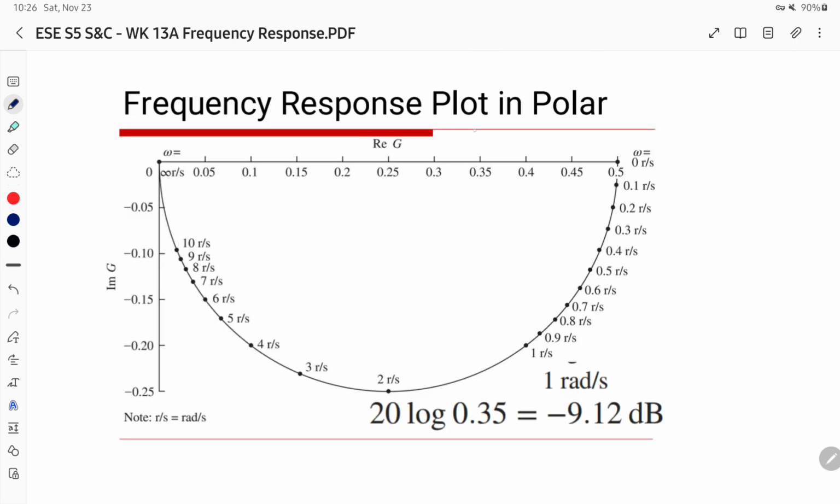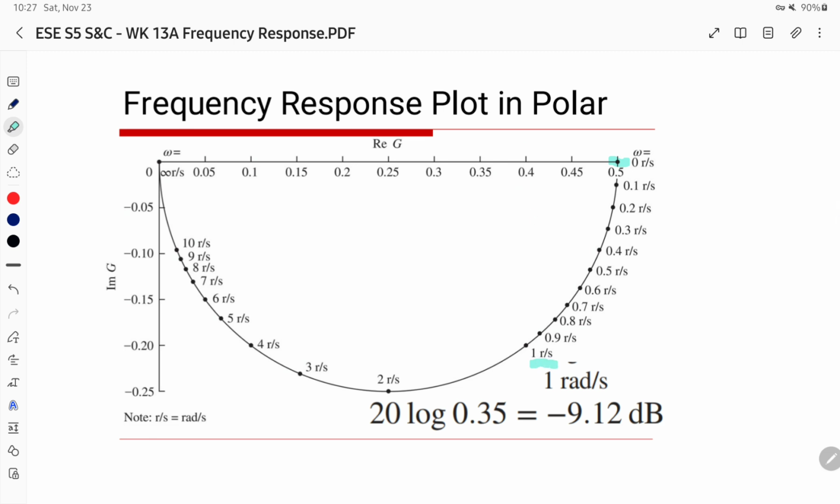So the frequency response plot in polar looks like this. I'm not going to ask you to draw it. All it's showing is that omega is varying from 0 all the way to here. So back to this frequency response plot in polar, you can kind of see where 1 rad per second is.